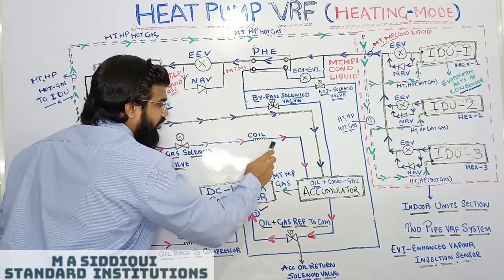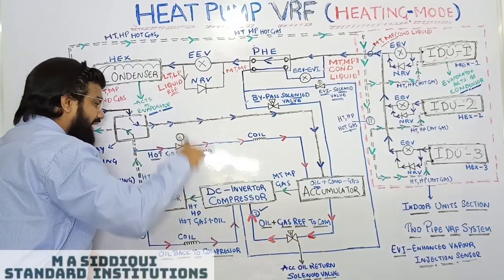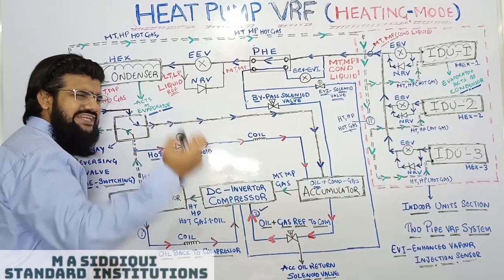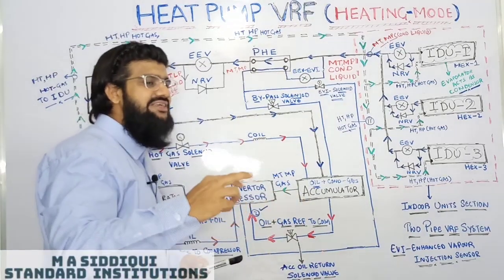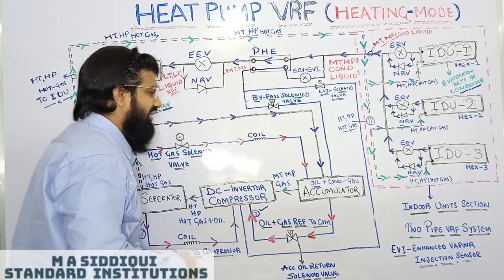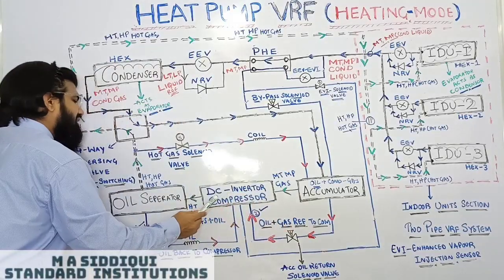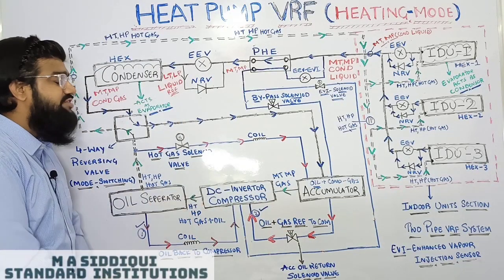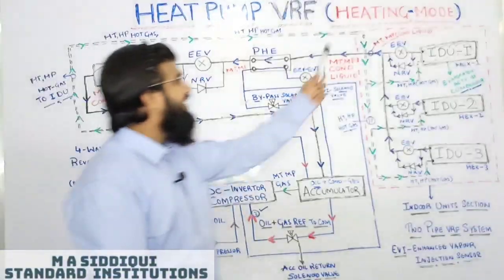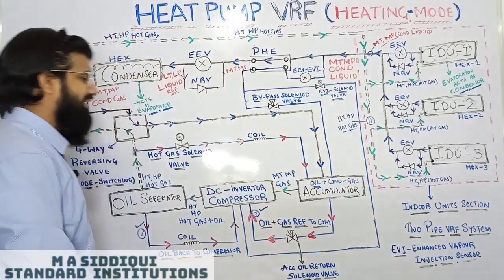It is passing through the coil, and the temperature of the high pressure gas is slightly reduced, and when it enters into your accumulator, the condensate gas converts into pure gas. This pure gas again comes back to your compressor. With this, the refrigeration cycle of heating mode VRF is complete.